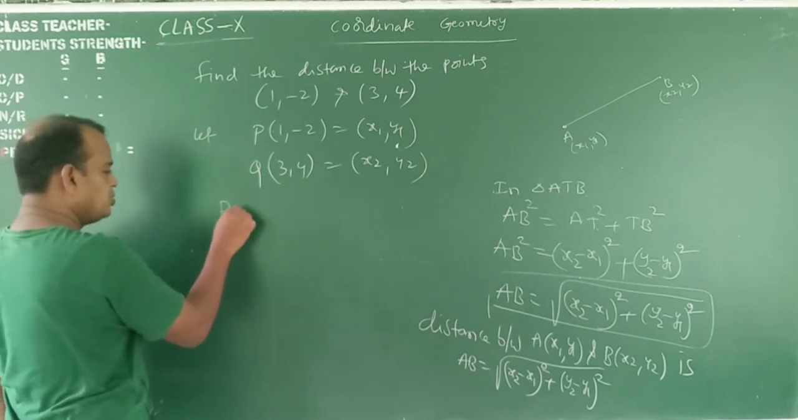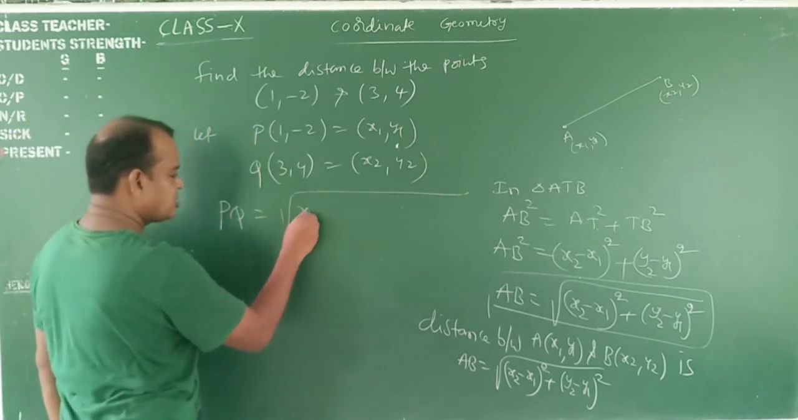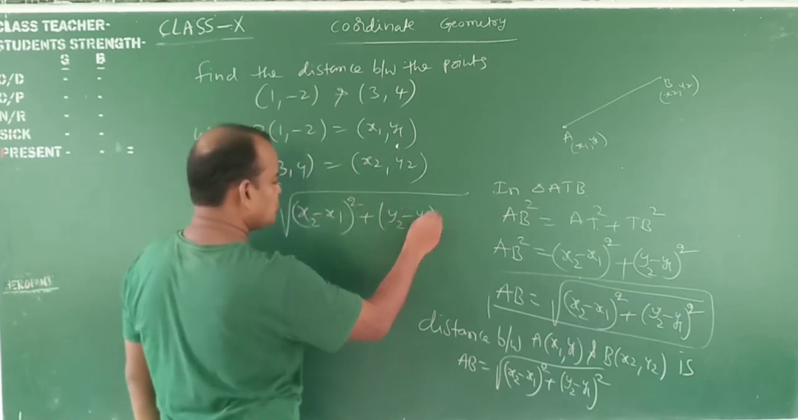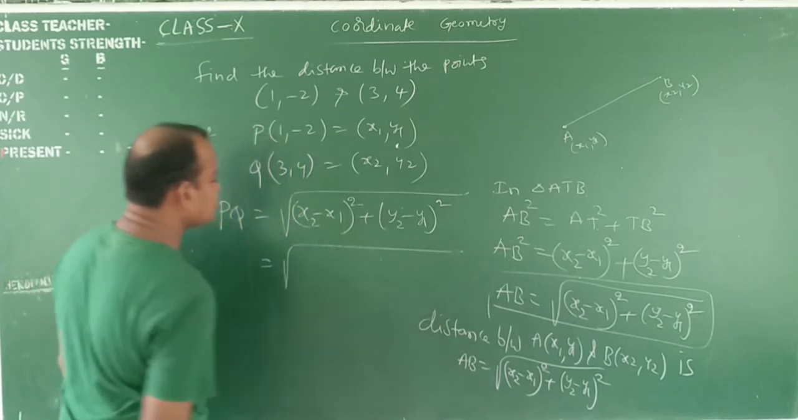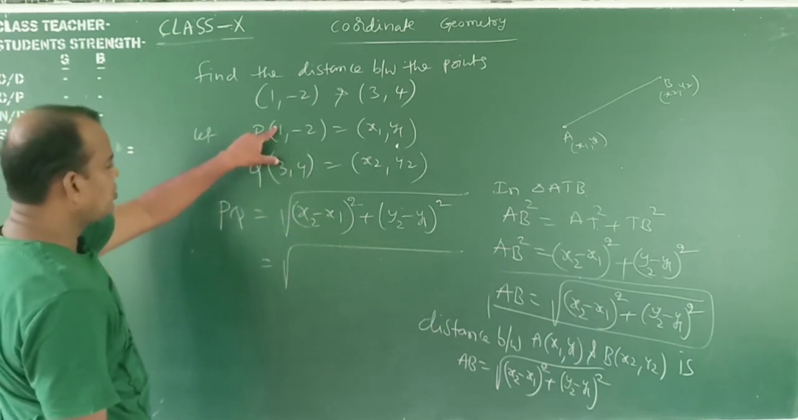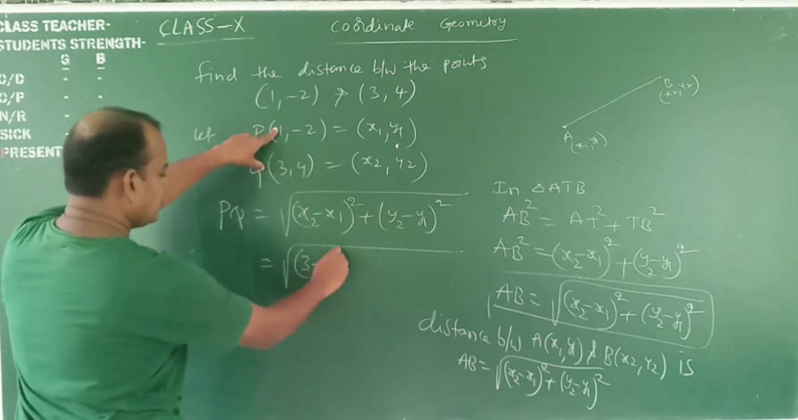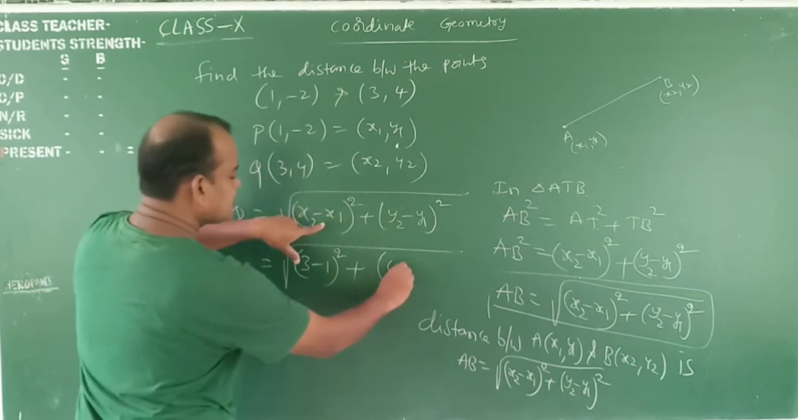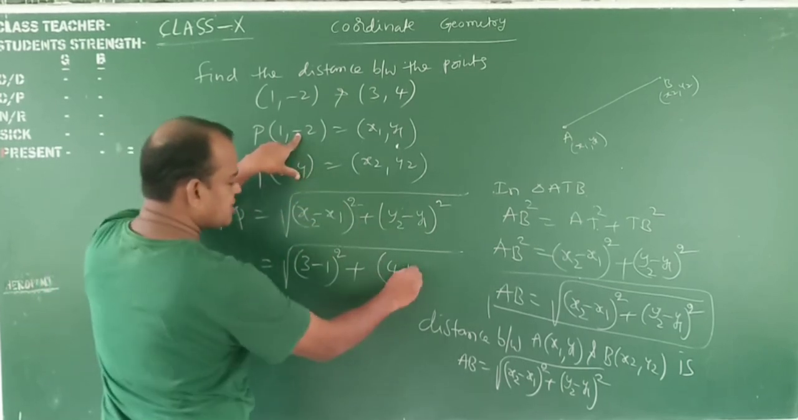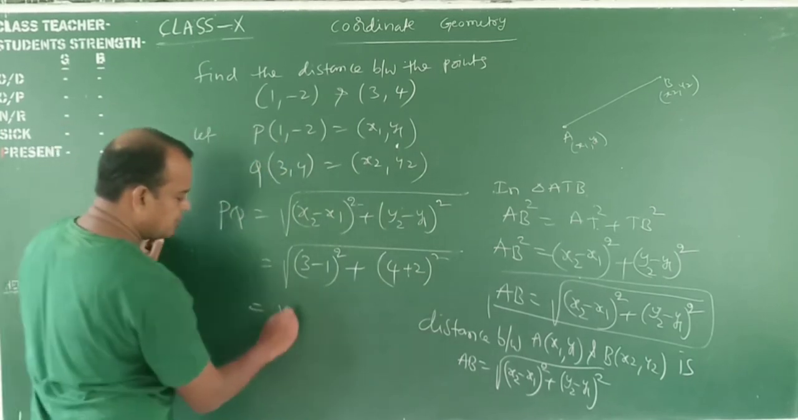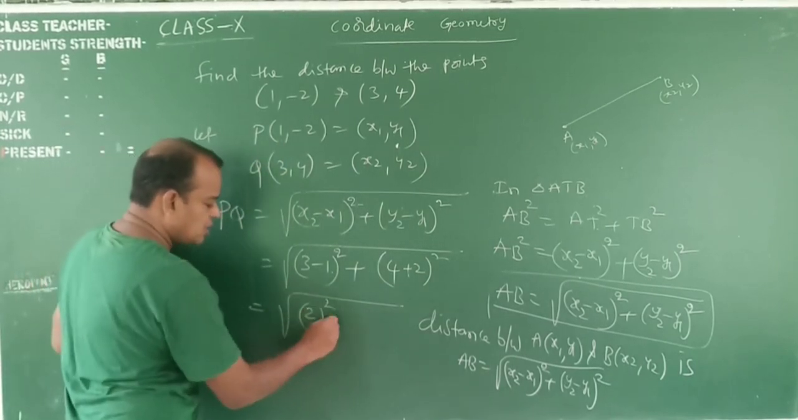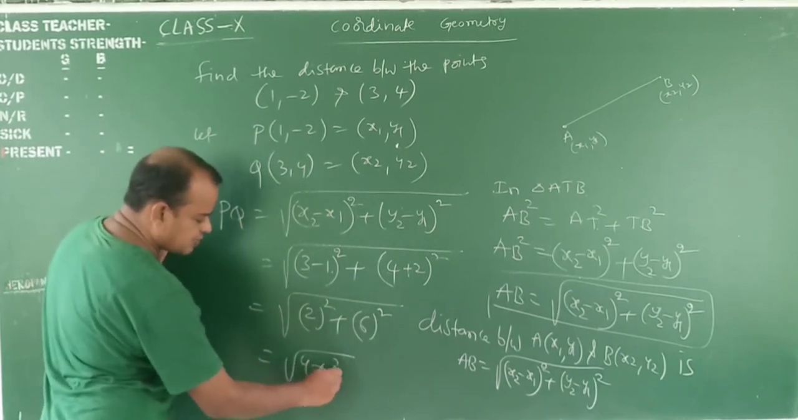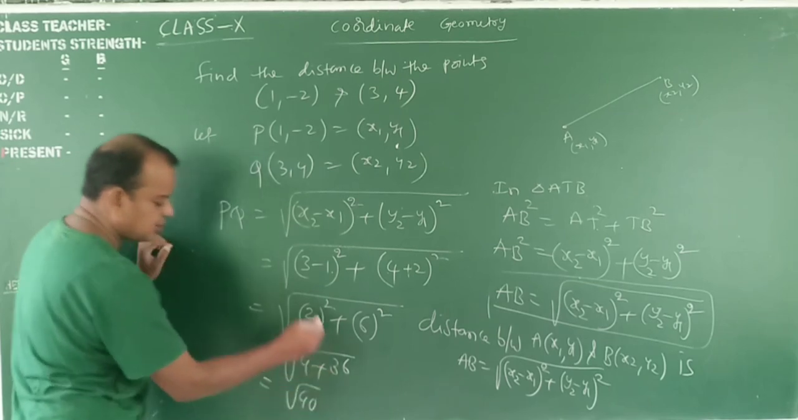Now the distance of PQ. What is the formula? PQ or AB is the root of (X2 minus X1) whole square plus (Y2 minus Y1) whole square. This is equal to under root of X2 minus X1. X2 is 3, X1 is 1, so 3 minus 1 whole square, plus Y2, which is 4, minus the Y1 value. Y1 value is minus 2, already minus is there, so plus 2. Now 3 minus 1 means 2 square, plus 4 plus 2 means 6 square. That equals 2 square which is 4, 6 square which is 36. That is root 40. It's over.